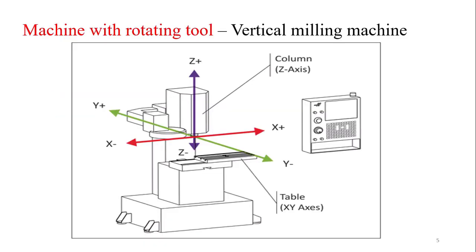So this is the first case in which you can find out which one is the x, y, and z axis. So it's a vertical milling machine. Fine. So it is a column. It is your column which is rotating. Everybody has seen this kind of vertical milling machine. So it is rotating. So the main spindle is this.